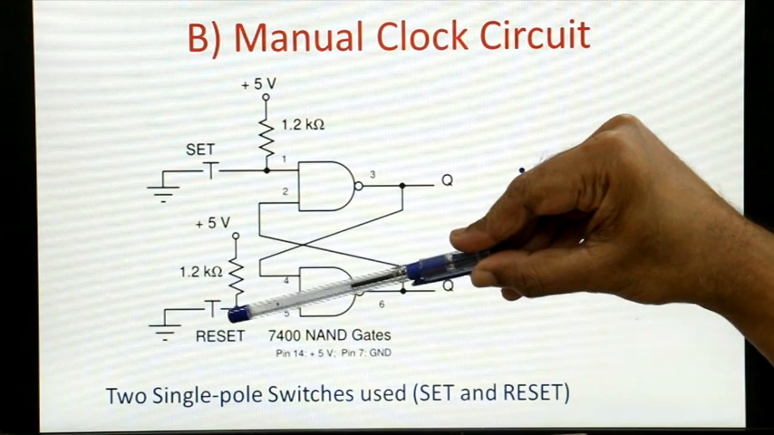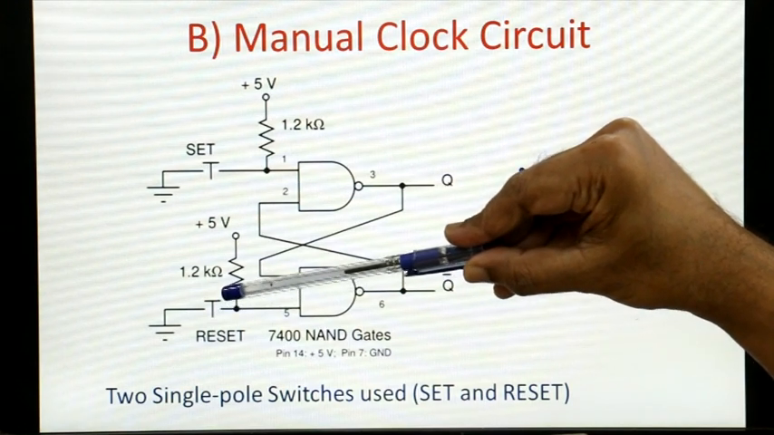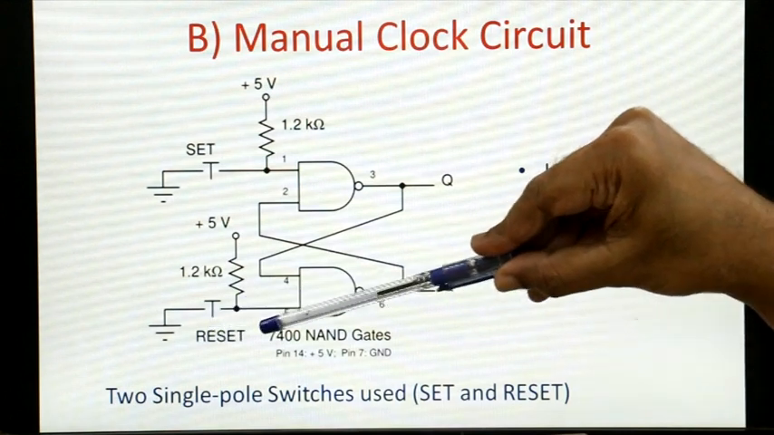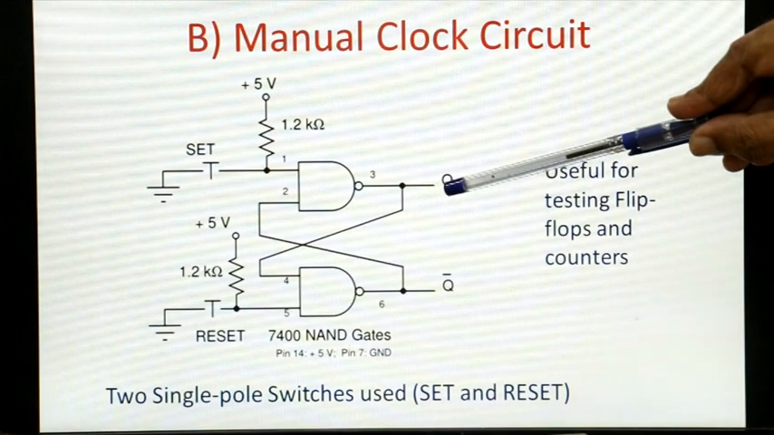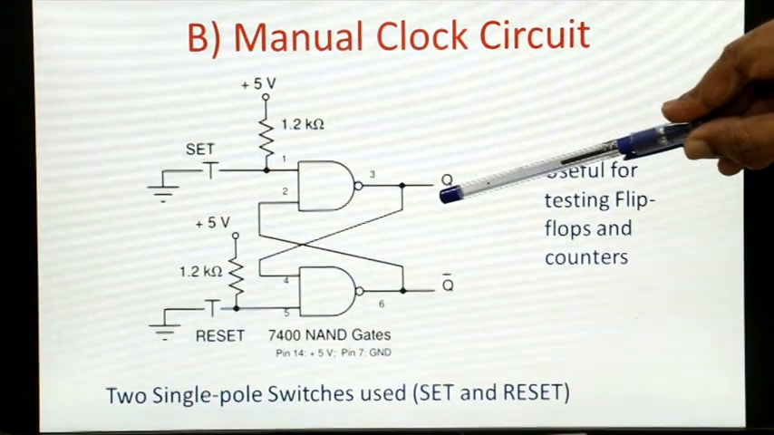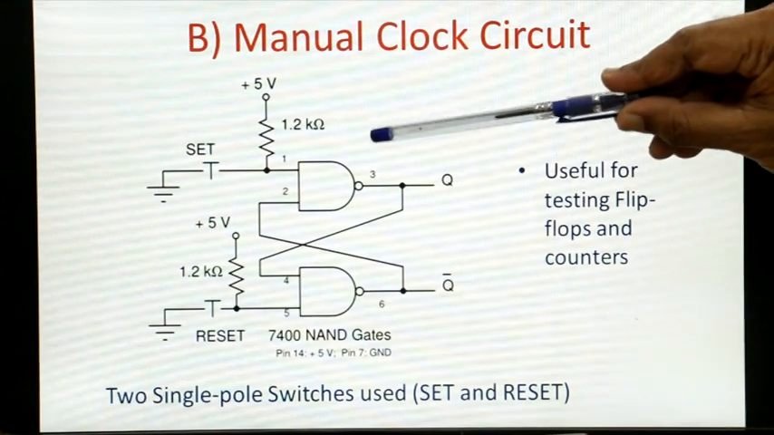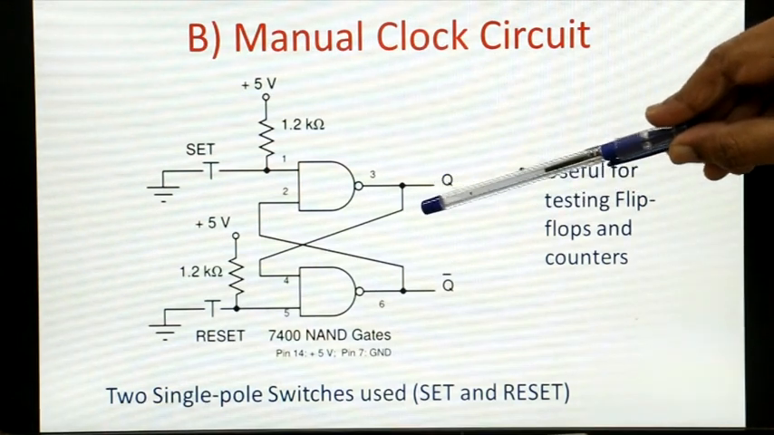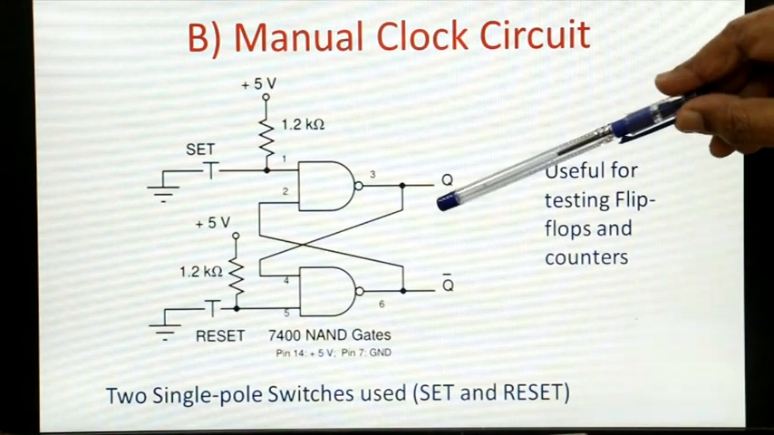Similarly, when I press the reset switch and the input is made 0, we know that Q bar will become 1, or Q will become 0. So this is very useful, first, to learn how this particular set-reset flip-flop works. Secondly, we can use this as a manual clock circuit.